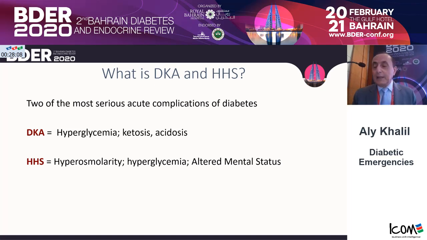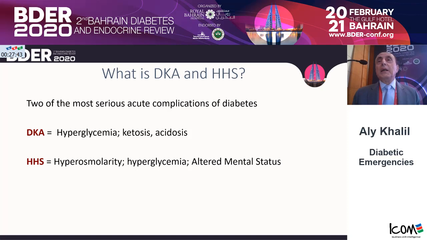Now, the first thing when we talk about hyperglycemic emergencies is to define them. What do we mean by diabetic ketoacidosis and hyperosmolar syndrome? Are they the same entities? Are they different entities? Well, to start with, they are two of the most common acute complications of diabetes. This is no doubt about it.